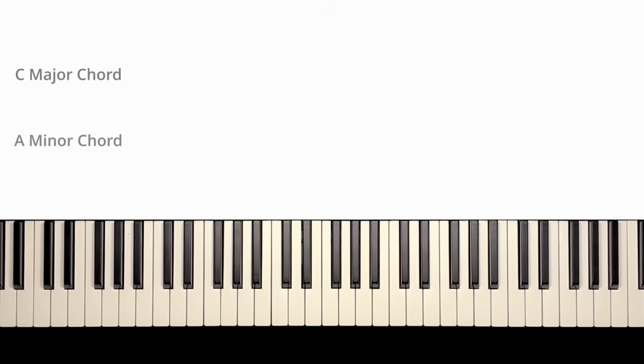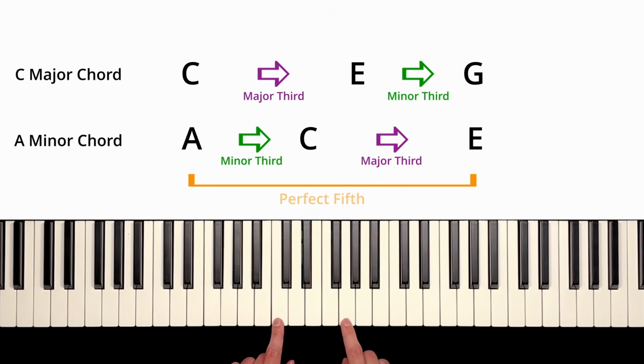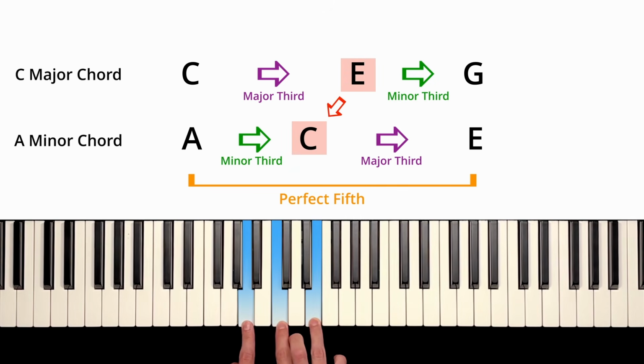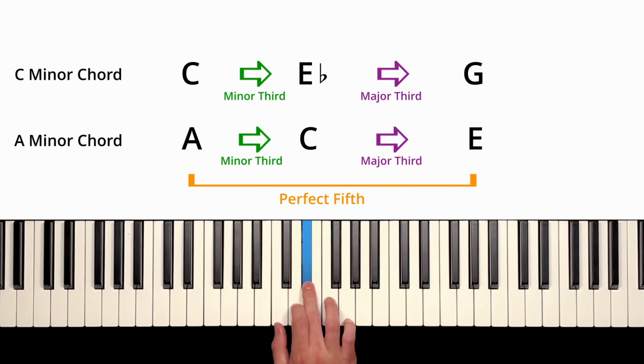Here's another way to look at it. In both chords, the outer notes have the same distance, a perfect fifth, and only the middle note changes. In the minor chord, it's a semitone lower. So, if we want to turn our C major chord into a C minor chord, all we have to do is lower the third from E to E flat.